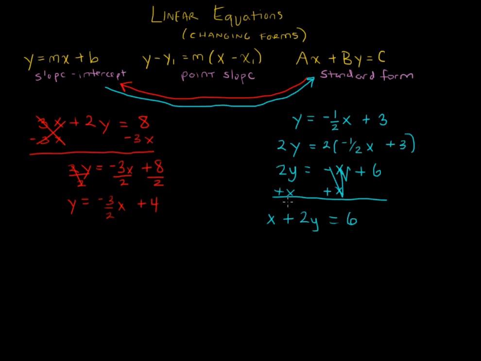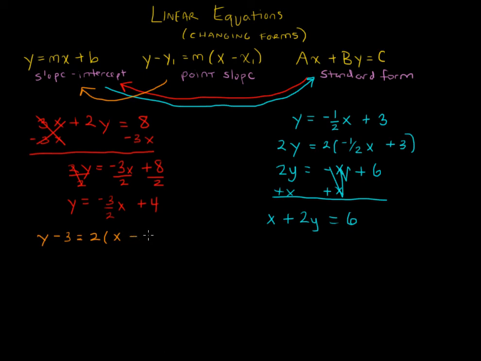Now, finally, let's just do a few more. Let's say I want to go from point slope into slope-intercept. So I'm going to go point slope to slope-intercept. So let's say I have y minus 3 is equal to, let's just do an easy one. How about 2 times x minus 7?